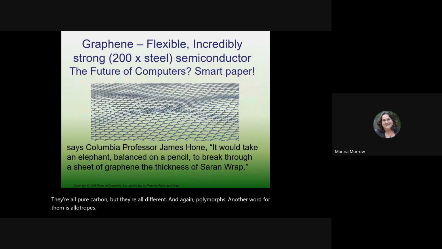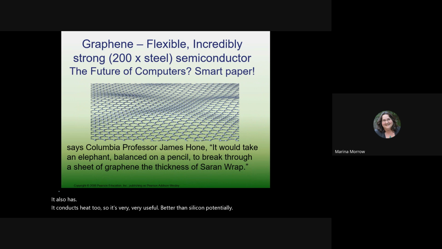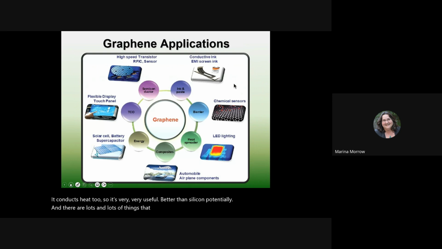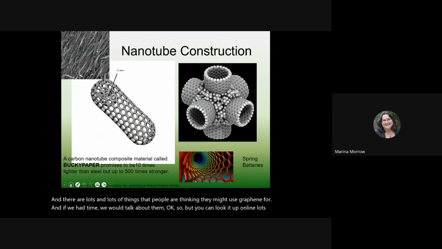Okay, so graphene is incredible. It's strong. Someday it may be semiconductors, it may be smart paper, because it will conduct electricity, which is very cool. It conducts heat too. So it's very, very useful, better than silicon potentially. And there are lots and lots of things that people are thinking they might use graphene for. If we had time, we would talk about them. Okay, but you can look it up online. Lots of cool stuff.